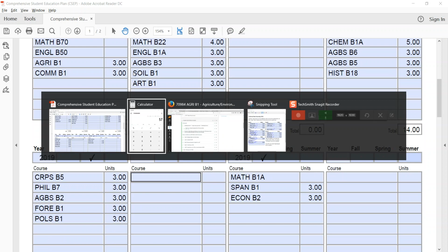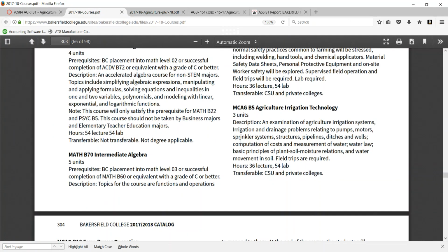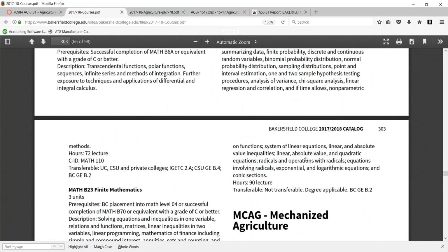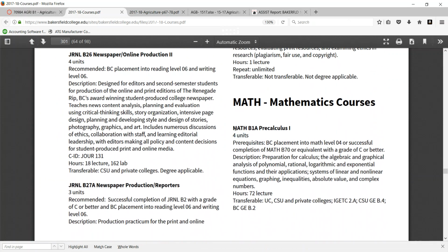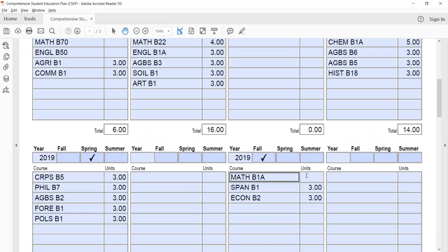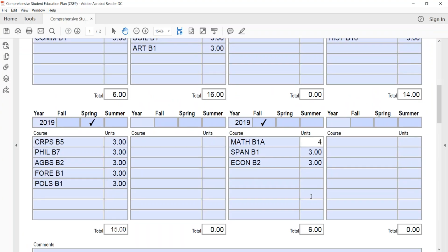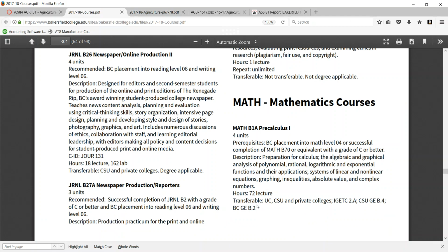So I don't remember how many units that is, so I'm going to go back over here and look in here, and let's see, I'm going to find it really quickly. Pre-calculus is a 4-unit class, so let's go ahead and plug that in. And we're now at 10 units. So if you wanted to take a complete semester, not waste any time, and of course not any money, then you can actually do something really cool.